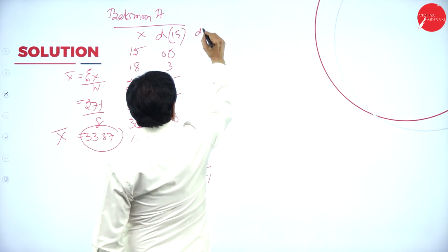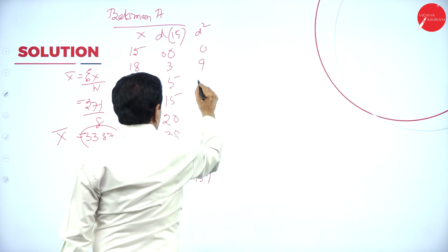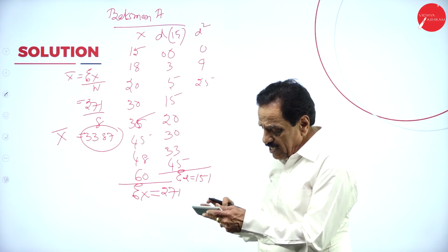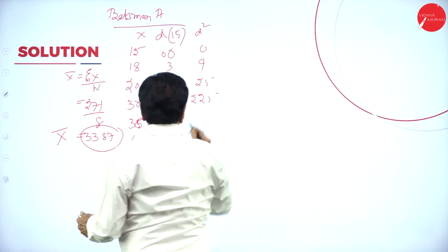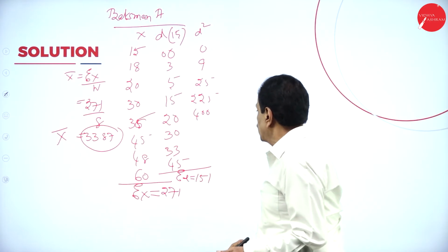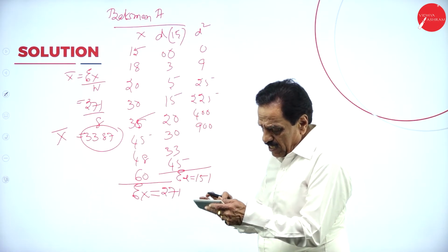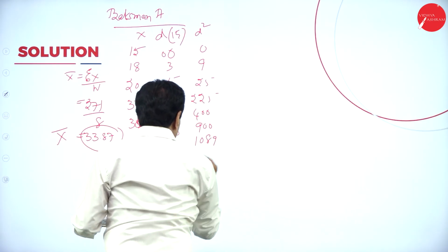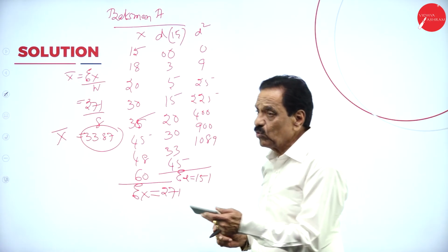Square of this number, D square. 0, 3 threes are 9, 5 fives are 25, 15 into 15, 225, 20 into 20, 400, 30 into 30, 900, 33 into 33, 1089, 45 into 45, 2025.